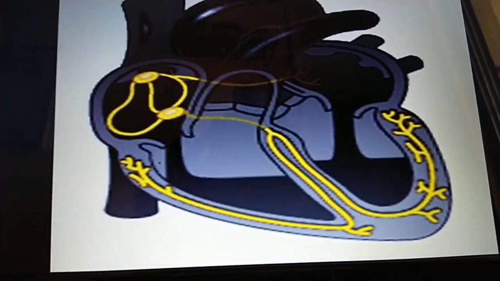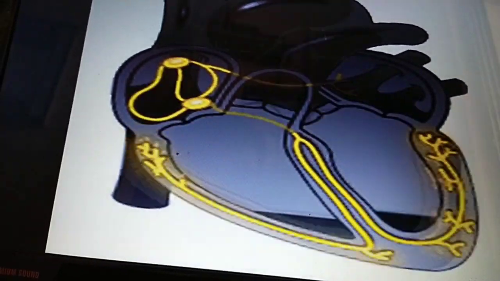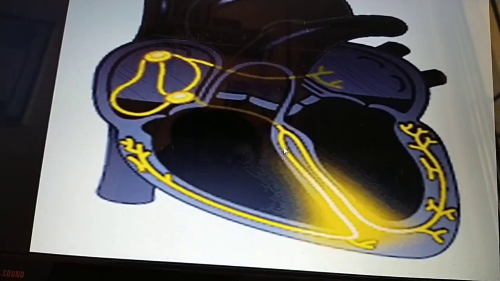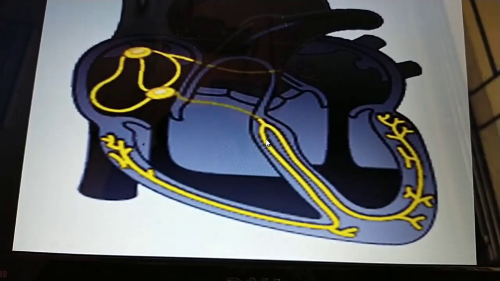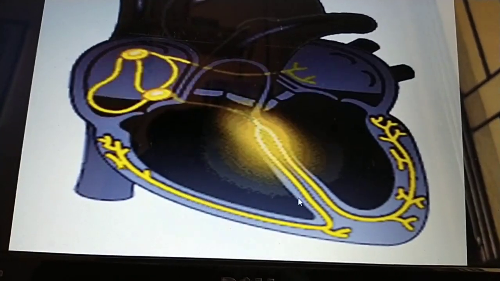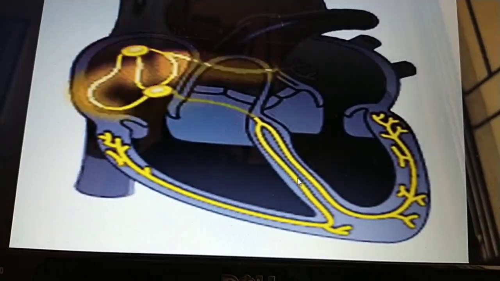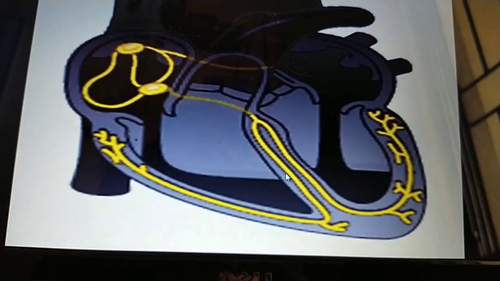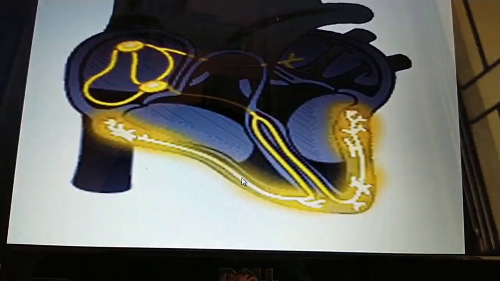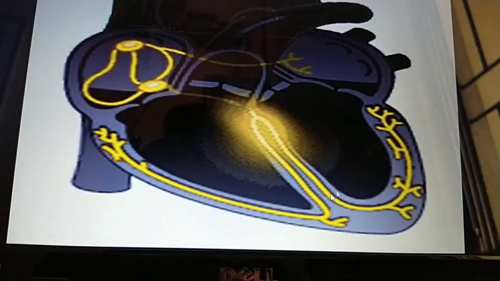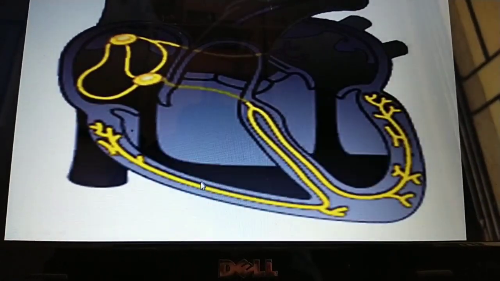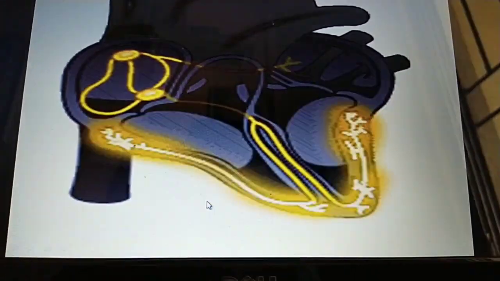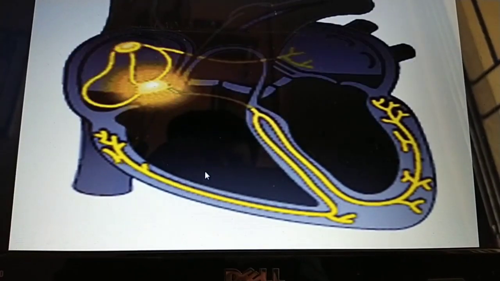There are two divisions of the bundle of His. It runs along the interventricular septum and forms two bundles, the right bundle and the left bundle. This is the RBB and this is the LBB. From the bundle of His, the right bundle branch and left bundle branch, these bundles further give conduction to the muscles or myocardium of the heart by the Purkinje fibers.